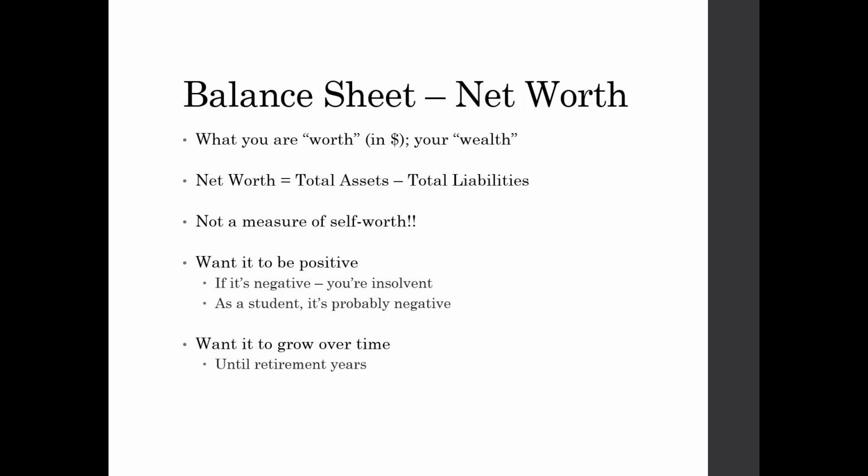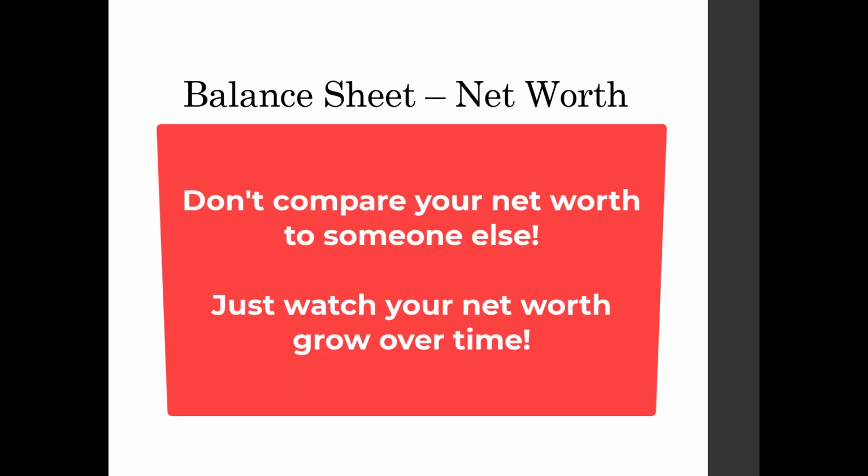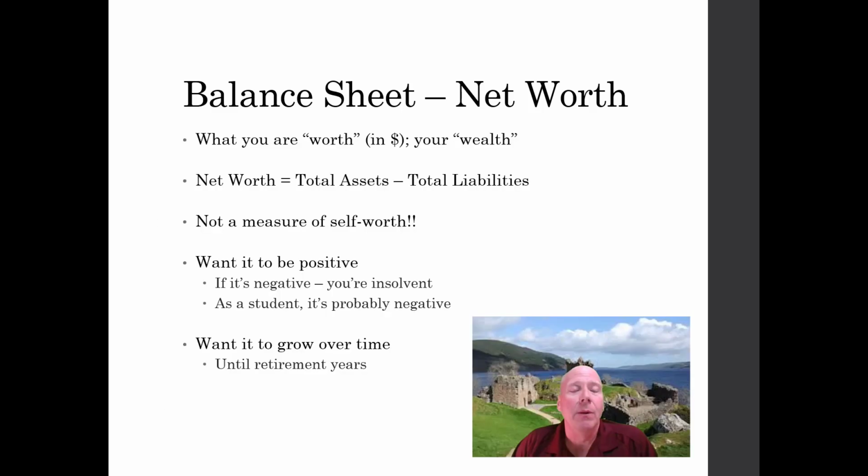But what about the person with $500,000 net worth? What if I told you they had $3.5 million in liabilities that they owed someone else? They are in a much riskier situation. So don't compare your net worth to someone else. Only look at your net worth, and we want to see this thing positive, and we want to see it growing year after year until you hit your retirement years. Again, as students, it's probably going to be negative. Don't worry, that's to be expected.